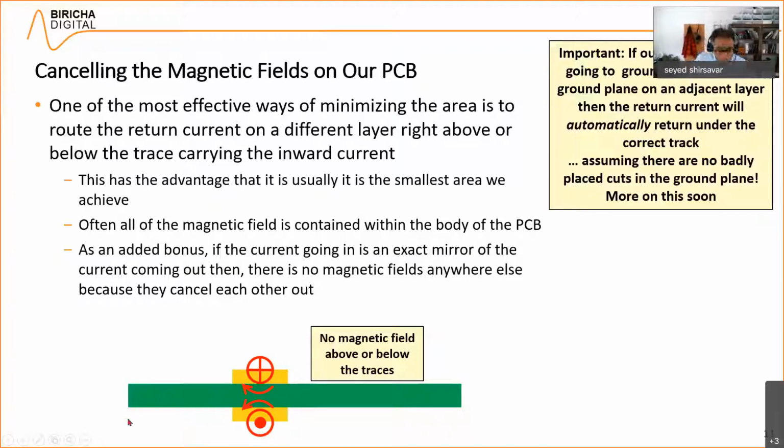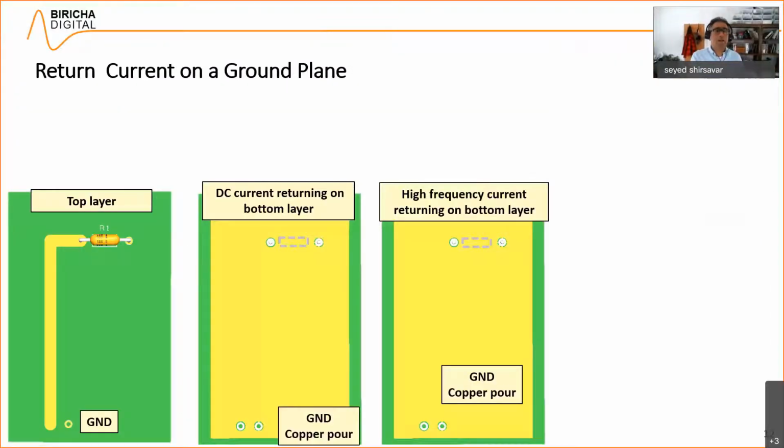So if you actually poured copper right under here, and that's your entire ground plane, you don't even have to route it. It will naturally, because of the laws of physics, which we're going to talk about a little bit more, that's school-level physics, flow right under the current that is going in. Okay, so let us have a look at that: return current on a ground plane.